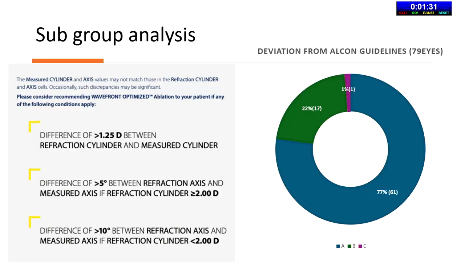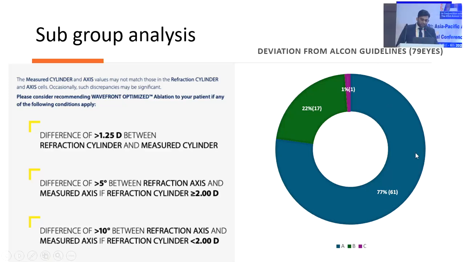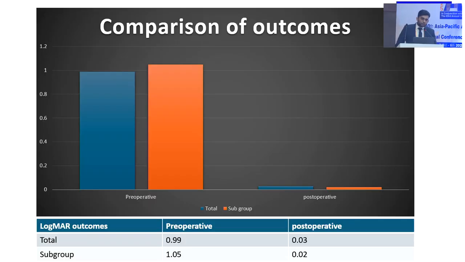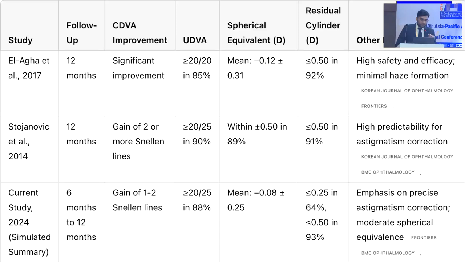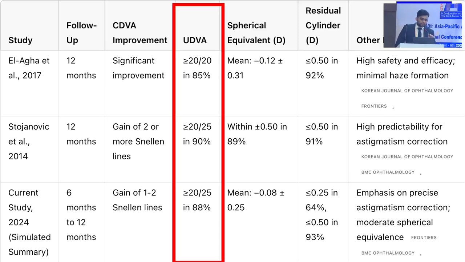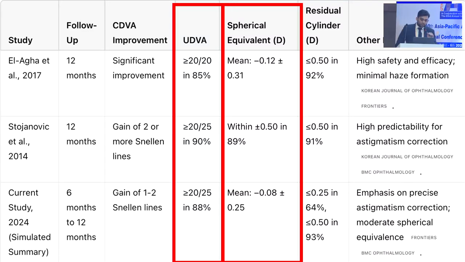Interestingly, we also did a small subgroup analysis where we had 79 eyes which were deviating from the ALCAN guidelines, and we were successfully able to do topo guided corrections in them. And we compared this cohort to the entire study, and the results were comparable, and there was no statistical difference between this group when compared to the total group. We also compared our results to the existing literature, and the uncorrected distance visual acuity of around 20/20 or better was seen in 85% or 90% of cases in most of the studies, and we had it close to 97%. And the spherical equivalent was also more or less similar to the existing literature.